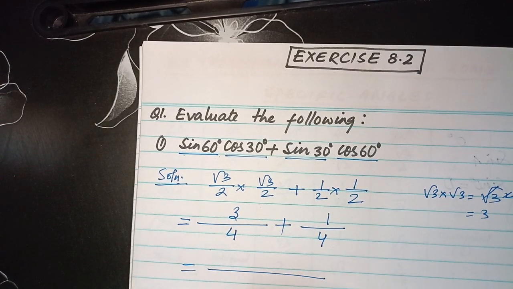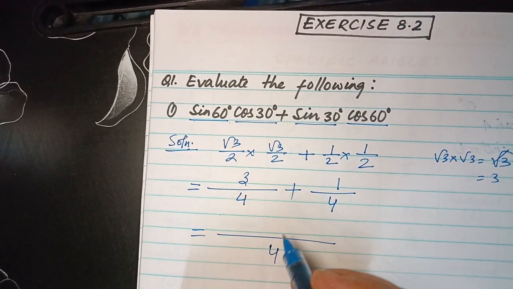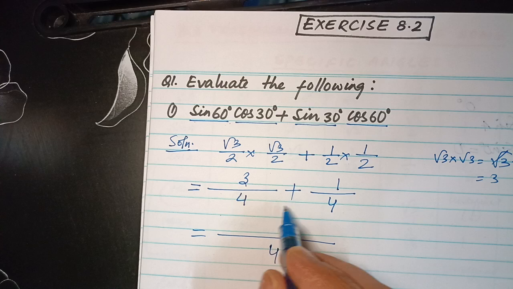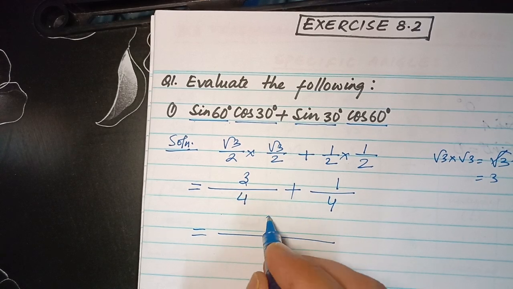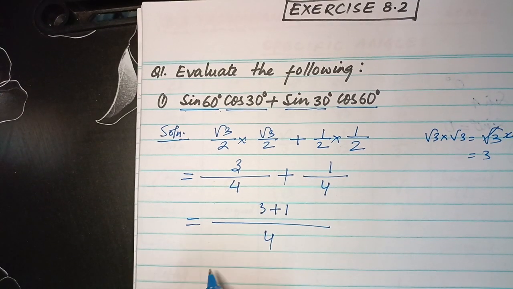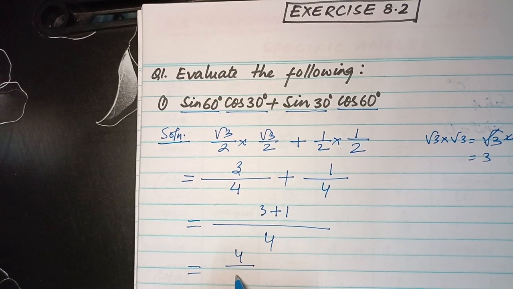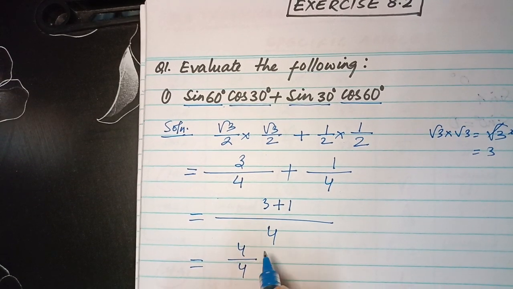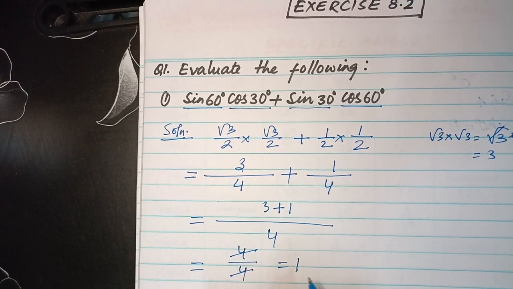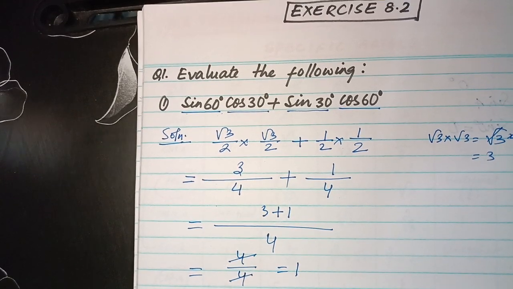If you take the LCM of these two, you will get 4 in the denominator, and if the denominator has the same number, then you just add up the numbers in the numerator. Here 3 and 1 will become 4, and this will be 4. So if you cancel these two, you will get 1. Hence your value is 1. Now let us move to the second question.